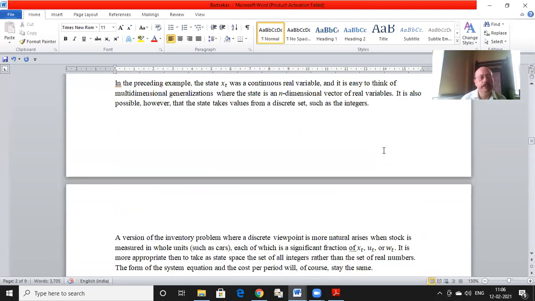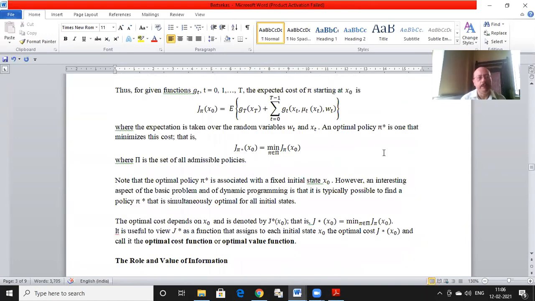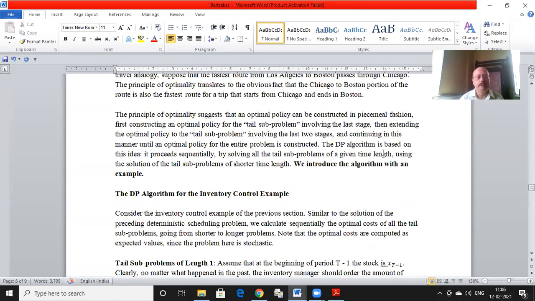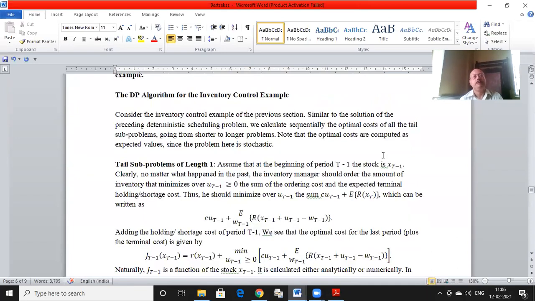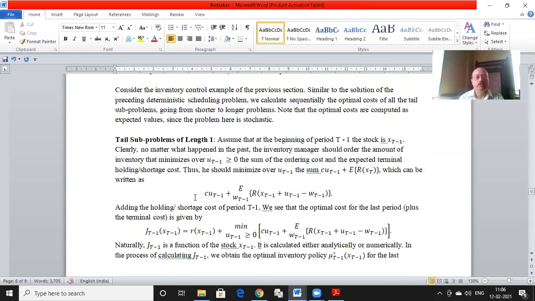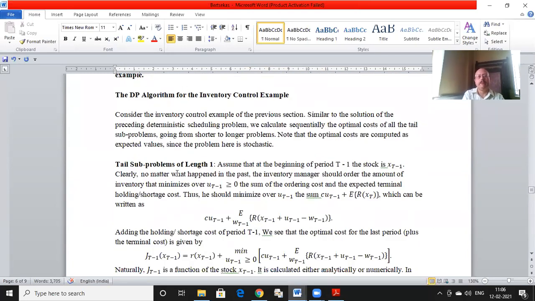Okay, so quickly going to the algorithm. I won't go through the whole thing here. So this is the dynamic programming algorithm for the example that we just discussed. We go straight to the last period, capital T minus 1, the last but one period, because at time T, there is nothing to be done. We go straight to capital T minus 1, where I have stock X_{T-1}. So clearly, I must order some amount U_{T-1}.